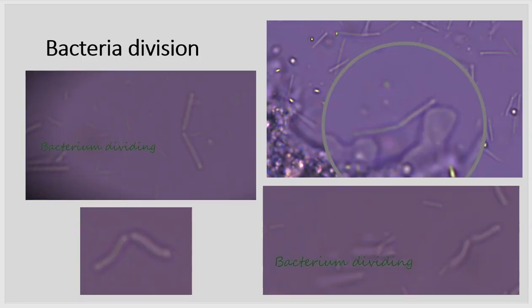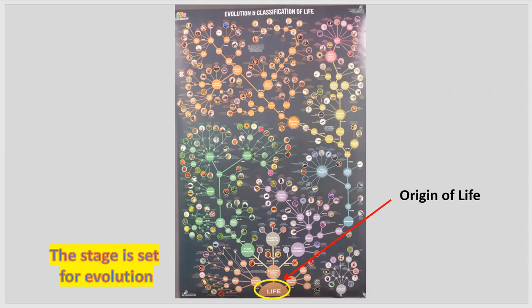Now, of course, what we define as a living cell has the capacity for reproduction. So here we see a bacterial cell in the process of dividing into 2 bacterial cells. And that capacity for reproduction then allowed living things to spread across the Earth and colonize the Earth. So this, the origin of life, would be the start of something amazing here on planet Earth. The stage is set for evolution.